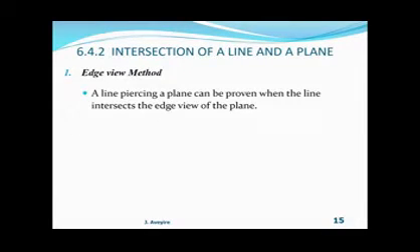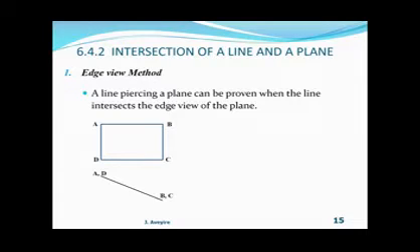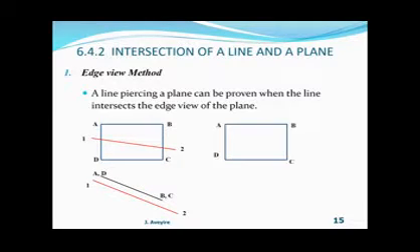1. Edge view method. A line piercing a plane can be proven when the line intersects the edge of the plane. Let's take a look at a rectangular plane figure bounded by A, B, C, D in the front view, and the top view, which is shown as an edge view. Now let us introduce a line 1, 2, and from the top view we can see the line 1, 2 and the edge view are parallel. This means the line does not intersect the edge, does not intersect the plane.